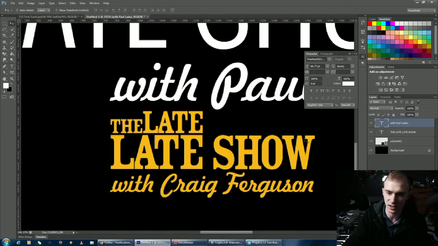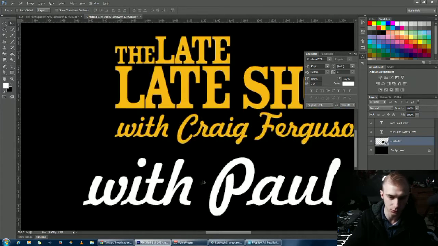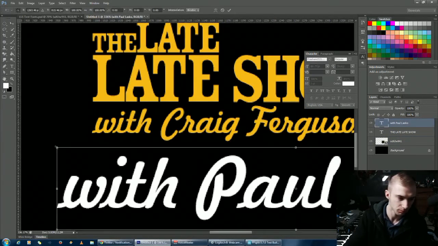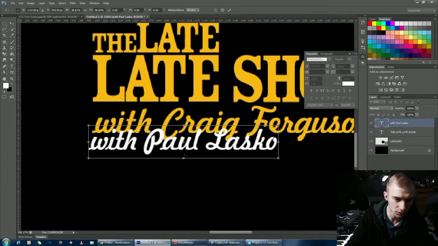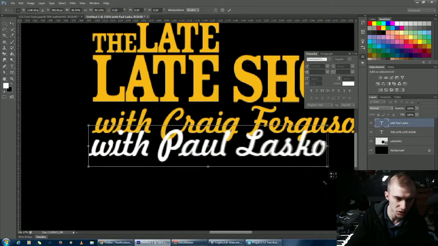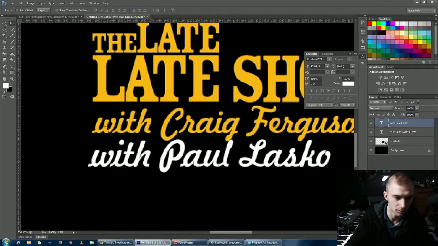can definitely see here, and this is just placement so we can compare here, because what I'm going to do, I'm going to resize the with Paul Lasco here, and get it kind of close to the size, and this is how you can definitely tell that these glyphs are pretty much the same. Take a look at that.